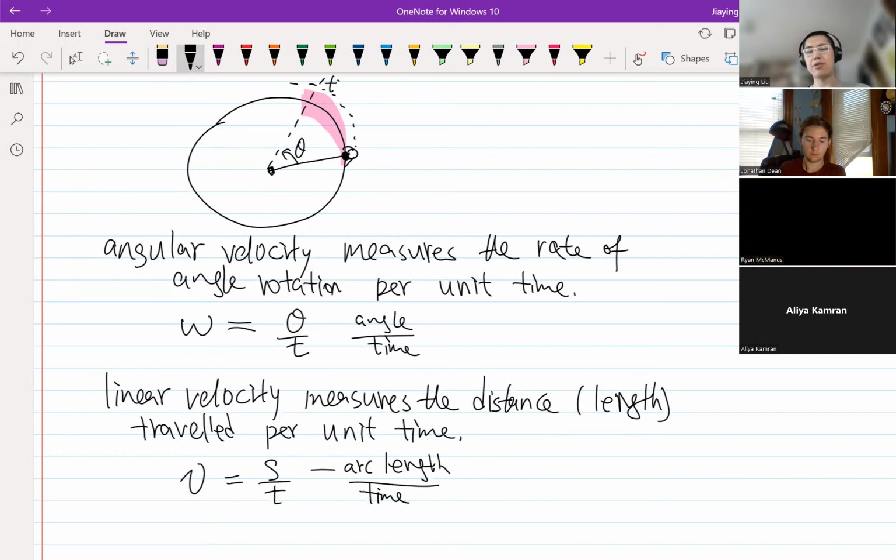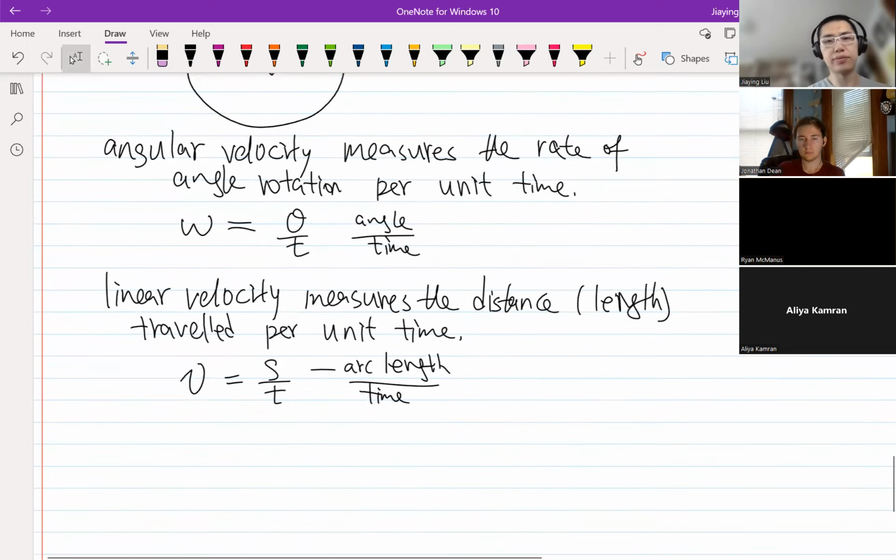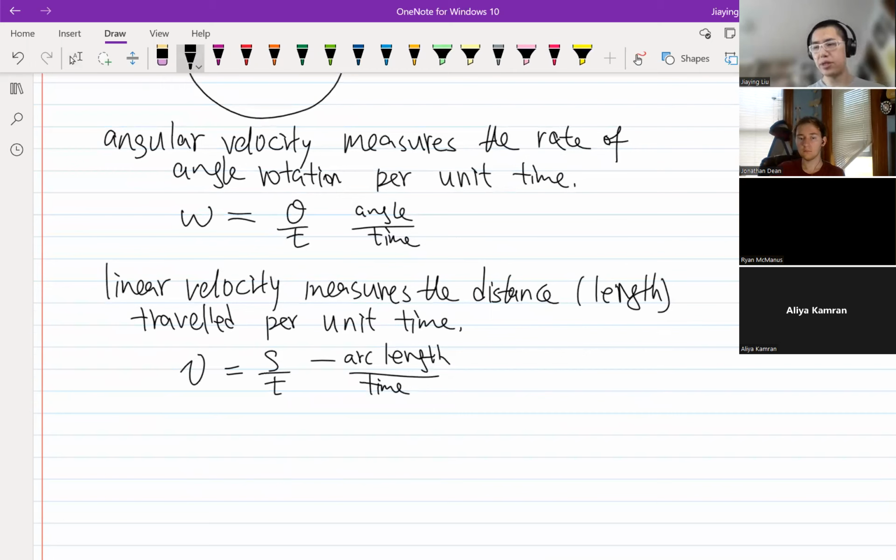So you can think about arc length as just some distance, but on a circular curve rather than on a straight surface or straight line. So that's the difference: angular velocity measures how quickly the angle changes, and the linear velocity measures how quickly the length changes. And then we can rewrite this linear velocity if we plug in what the arc length is.